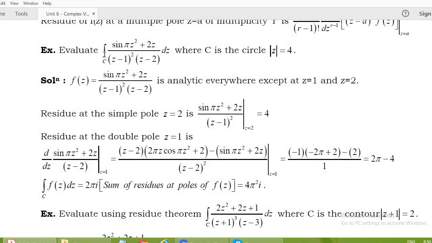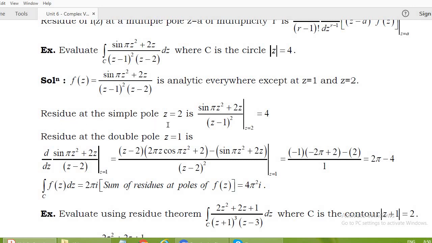Evaluate the integration over closed curve C of sin(pi z square plus 2z) upon (z minus 1) square into (z minus 2) dz, where C is the circle modulus of z equal to 4. When we try Cauchy's residue theorem, absolutely no problem. You can treat the entire integrand as f(z), and it is analytic except at z equal to 1 and z equal to 2. So these are the two points of singularity. z equal to 2 is simple, whereas z equal to 1 is a double pole.